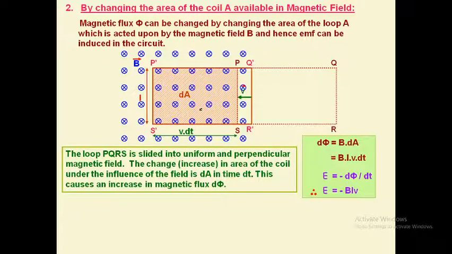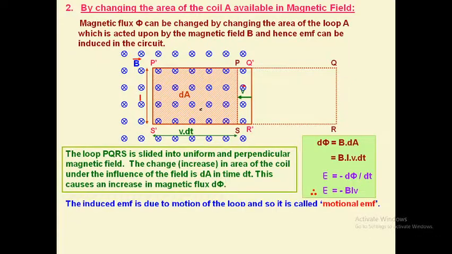And the formula will be the same. d phi equals B dA. In place of dA, which is the change in area, we can write length into breadth, so L into V dt. So the final result is E equals negative BLV, where B is the magnetic field, L is the length, and V is the velocity with which you are inserting the coil. The coil PQRS, with whatever velocity you are inserting it, is V.